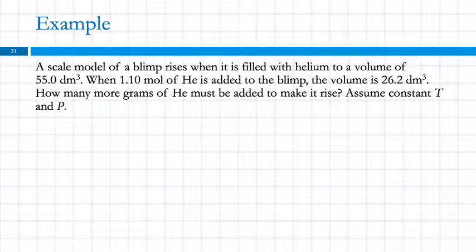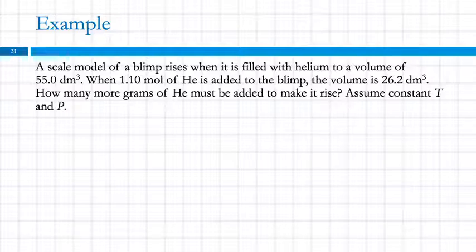Okay, and then this is a fun one. This is one that we're going to have to draw pictures for. Scale model of a blimp rises when it's filled with helium to a volume of 55.0 cubic decimeters. When 1.1 mole of helium is added to the blimp, the volume is 26.2 cubic decimeters. How many more grams of helium must be added to make it rise? Assume constant T and P.